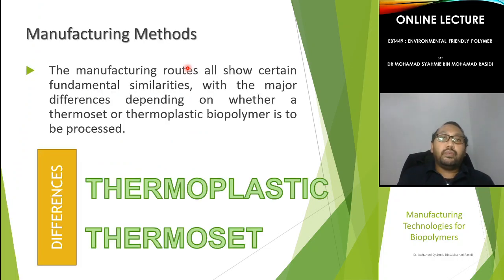Okay, manufacturing methods. The manufacturing routes all show certain fundamental similarities, with the major difference depending on whether a thermoset or thermoplastic biopolymer is to be processed. It means that the technologies to produce products based on biopolymer are still similar to the conventional polymers, but it depends on whether it is a thermoset or a thermoplastic, because different methods are used to process these materials.